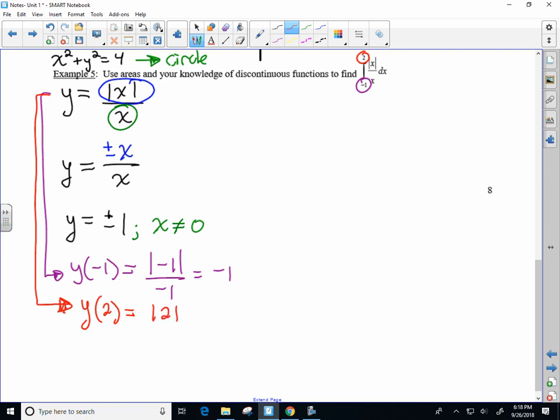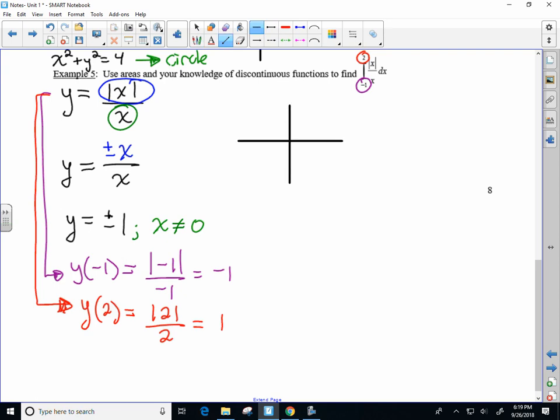Wait, the bottom one, the denominator is not -1? No, because I'm going back to the original function. So absolute value of 2 over 2 would be a +1. Okay, so that's telling me that for values of x left of 0, it's -1. For values of x to the right of 0, it's +1.